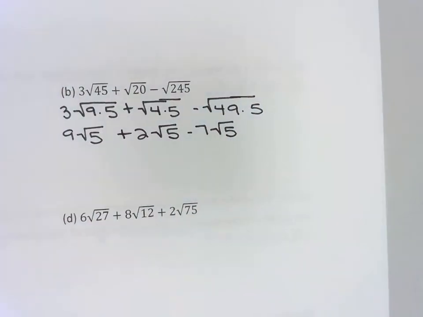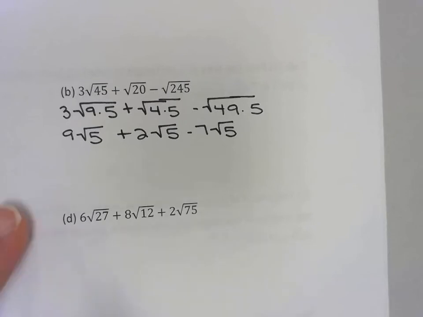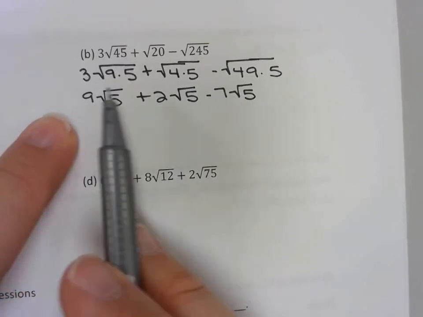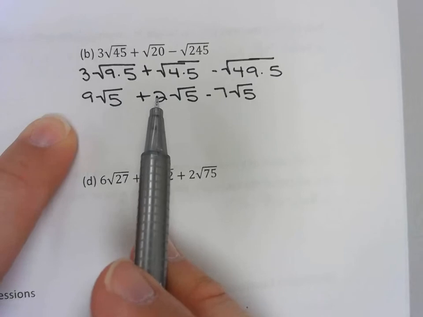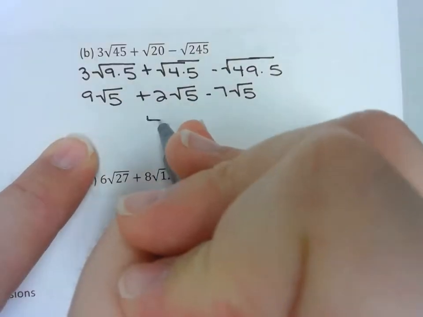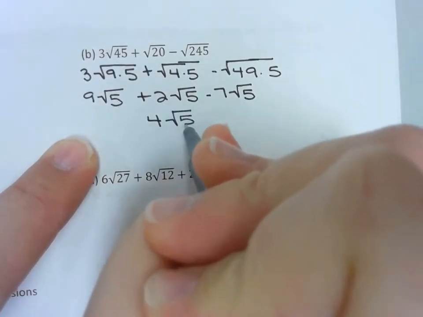So simplify first, then go through and see if you can put any of them together. I look here and I notice that these are all square root of 5. Since they have the same number under the radical, I can add and subtract the numbers out front. 9 plus 2 is 11. 11 minus 7 is 4. So 4 square root of 5.